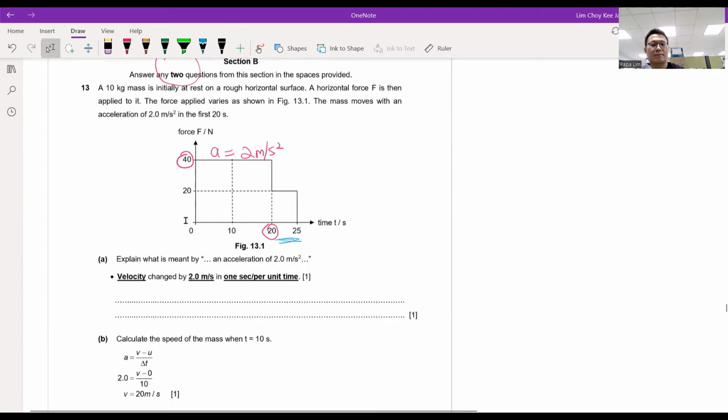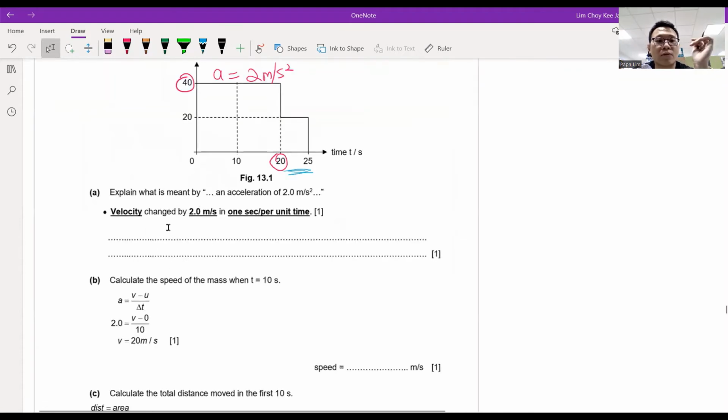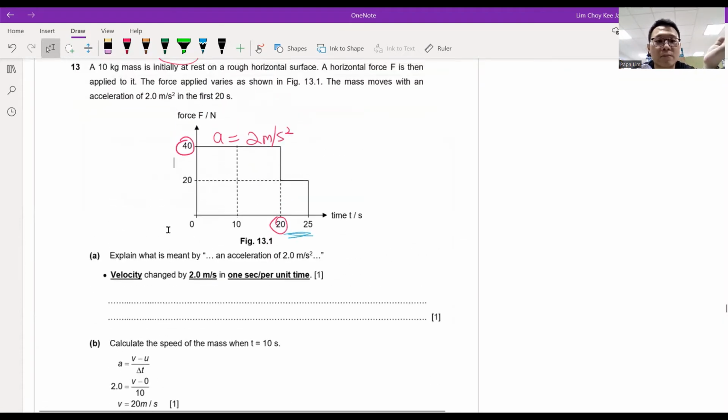Once you're okay with the questions, you start to look at 4A and solve whatever questions come your way. For example, the first question asks for a brief explanation of what it means by acceleration of 2 meters per second square. Similar to section A, where we ask you to define a particular frequency, in a usual context the question will ask you to define or explain what is acceleration.